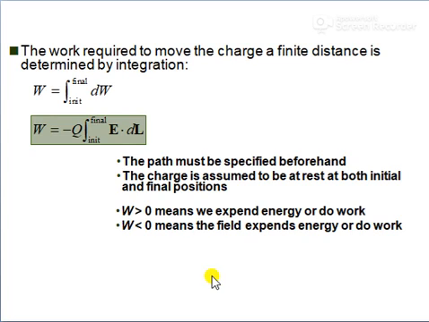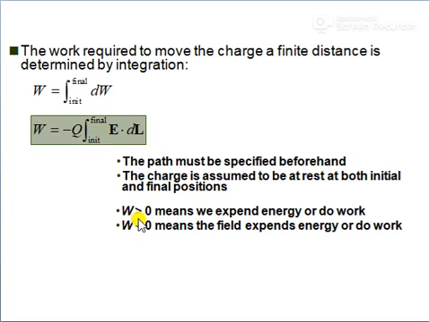Therefore the work required to move a charge a finite distance is determined by integration. So in the previous equation you have to integrate. We get W equals the integral from initial to final of dW, so W equals minus Q times the integral from initial to final of E dot dl. This is the equation for the work done required to move a charge a finite distance, right? The path must be specified beforehand, so the path is required to calculate the work done, and the charge is assumed to be at rest at both the initial and final positions.